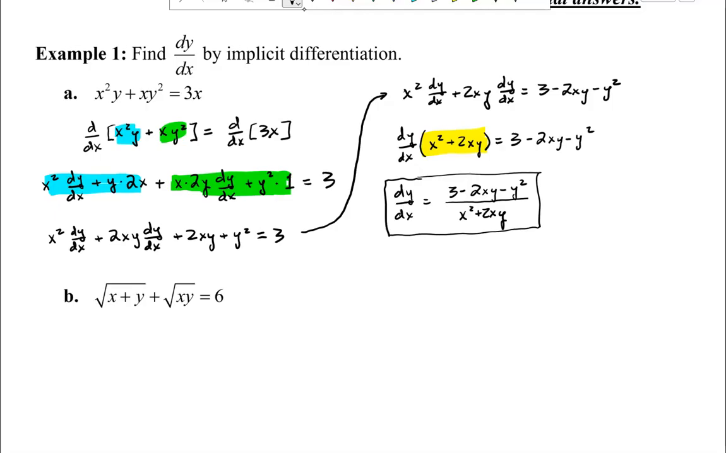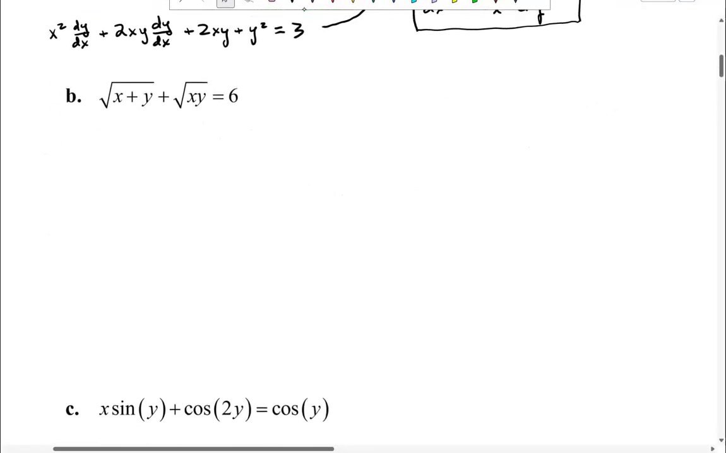We call this implicit differentiation because we're unable to get y by itself and take the derivative like we normally would. Or maybe we can get y by itself, but it's just too difficult or becomes too ugly for us to deal with. Let's look at part B. With part B, we have these square roots, and we're going to need to take derivatives. So let's first rewrite it as x plus y to the 1/2 power plus x y to the 1/2 power equals 6. And with this x y to the 1/2 power, it might be easier to rewrite it as x to the 1/2 power times y to the 1/2 power. So now we're going to take the derivative with respect to x of this whole side, and we'll do the same thing with the 6.